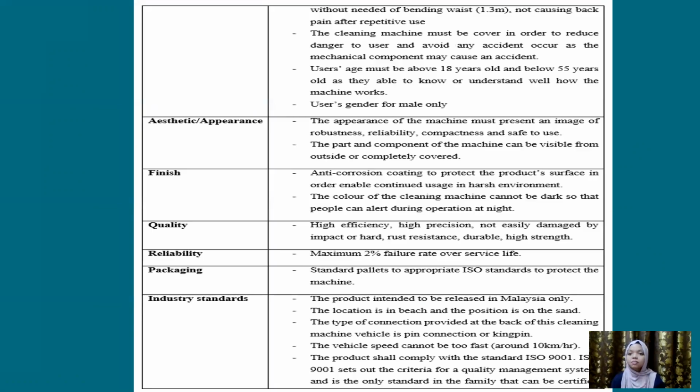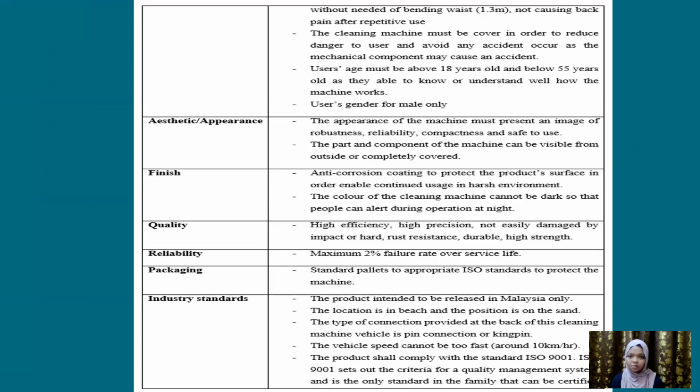The cleaning machine must be covered in order to reduce danger to the user and avoid any accident, as the mechanical components may cause an accident. The user age must be above 18 years old and below 55 years old. The recommended user gender is men only.